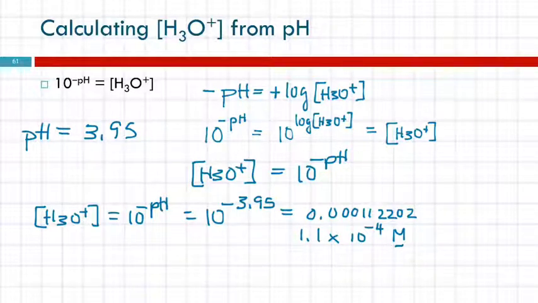If you have a TI-30X, that calculator, you kind of work things backwards. And so you put in 3.95, you change the sign, and then you press the 10 to the x button. Any questions? We'll have time after this lecture to try it out on your calculator.